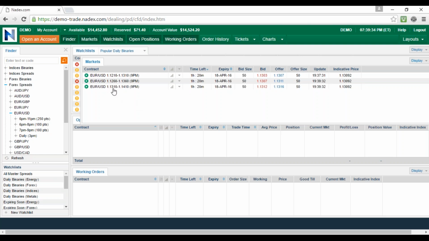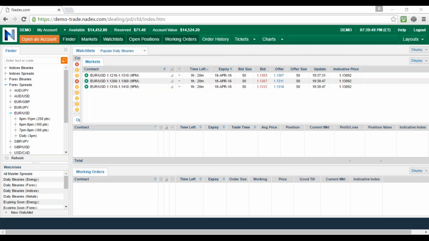1.1310. How do I know that? How do these spreads work? Who determines this floor and ceiling, top and bottom? That's confusing to me. Well, don't let it be confusing to you because it's really, really simple.